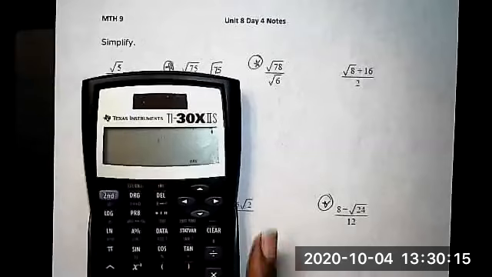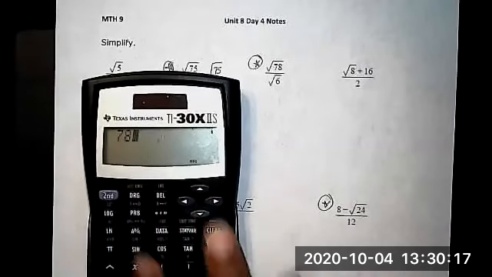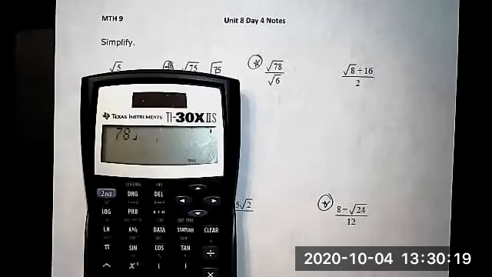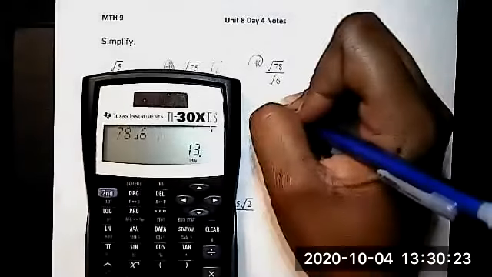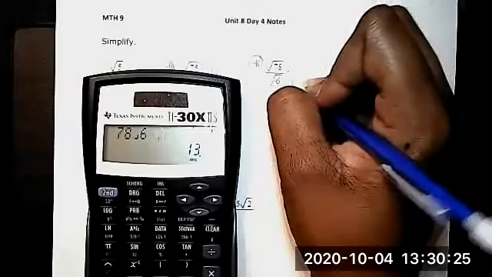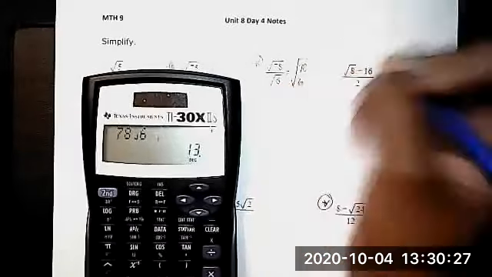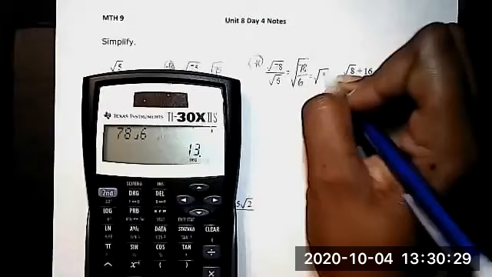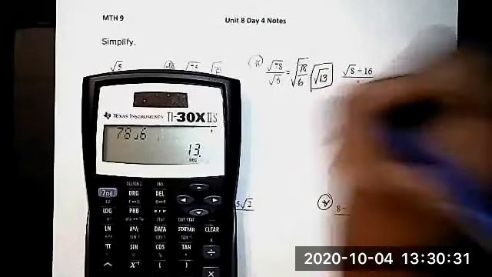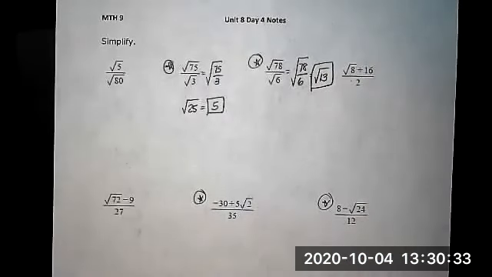Okay, let's see what 78 divided by 6 gives us. So 78, I usually use this right here. 78 divided by 6 is 13. So this particular thing, once you simplify it, you have 78 divided by 6, you get the square root of 13. So there's nothing you can really do with that. That's as simple as it's going to get.